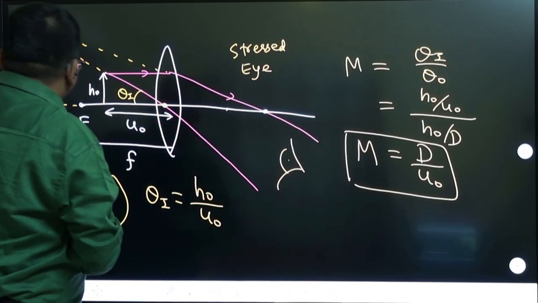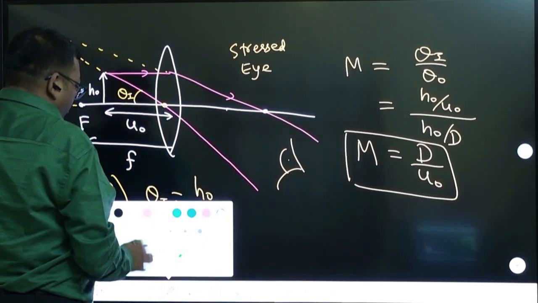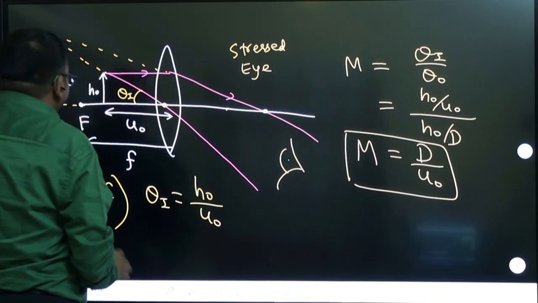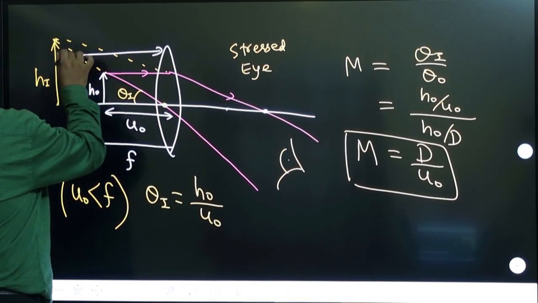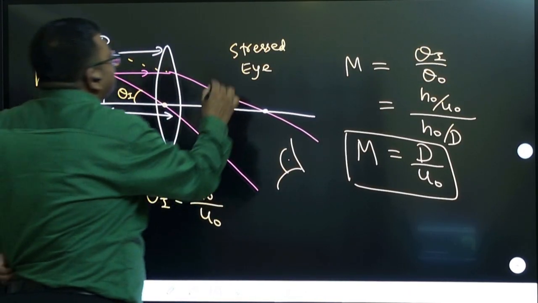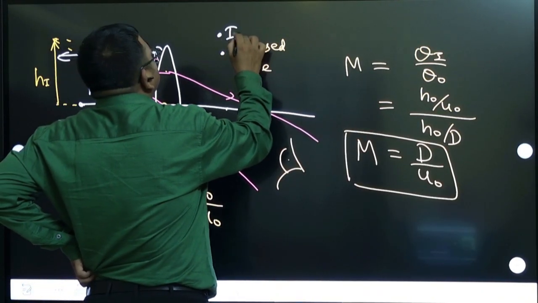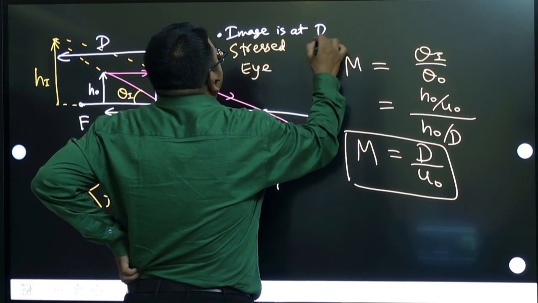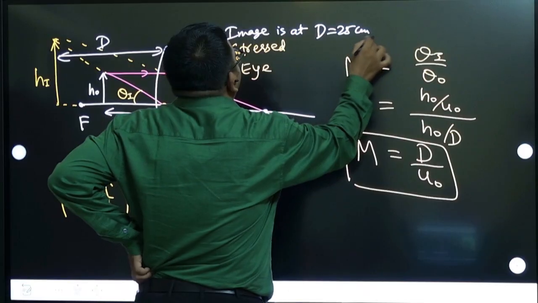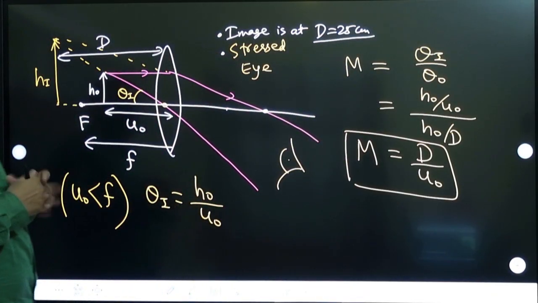Note that the final image we are getting at least distance. This is the idea. Stressed eye means image is at d equal to 25 centimeters. Okay, image is found at 25 centimeters.